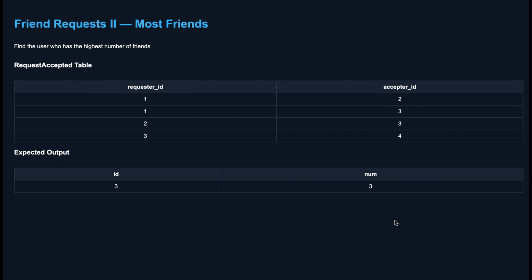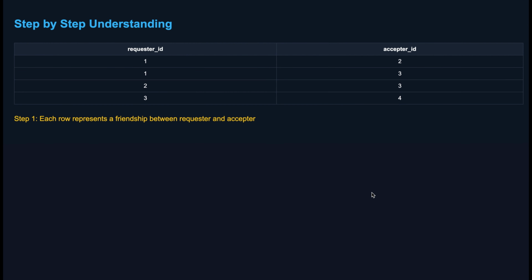So now maybe let's understand how to solve this step by step. Over here, each row in the table represents a friendship between two users, right? A requester and an acceptor. Now here's the key observation. Friendship is always bidirectional, right? That means the requester is a friend of the acceptor and the acceptor is also a friend of the requester. So each row actually represents two connections.